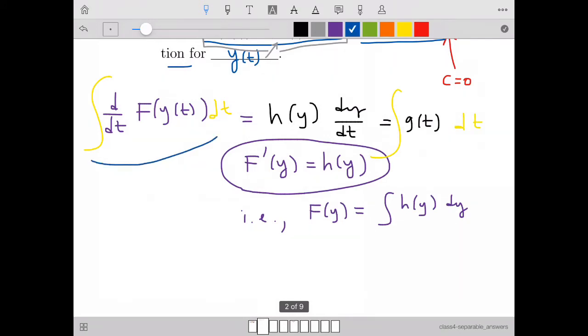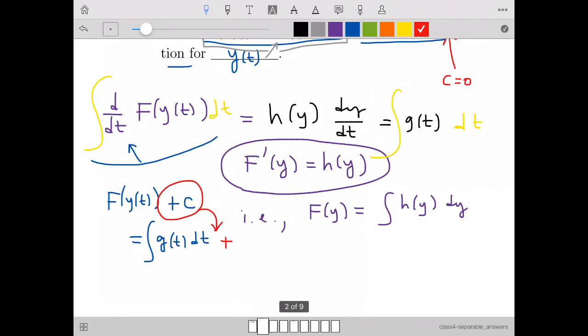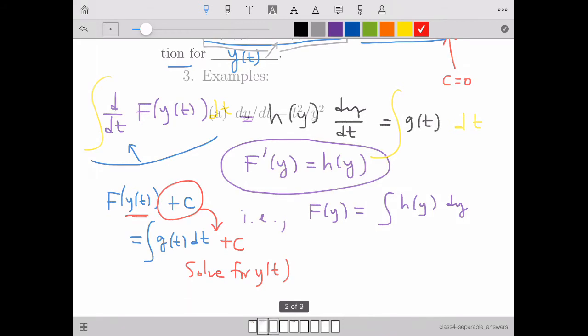From there, we get big F of y of t, and when you do differentiation and then integration, you get plus c, right, from integration, and then integral g of t dt, and then we move this c to the right, so that's another arbitrary constant, and then we solve for y of t. So that's the main step in solving separable equations.